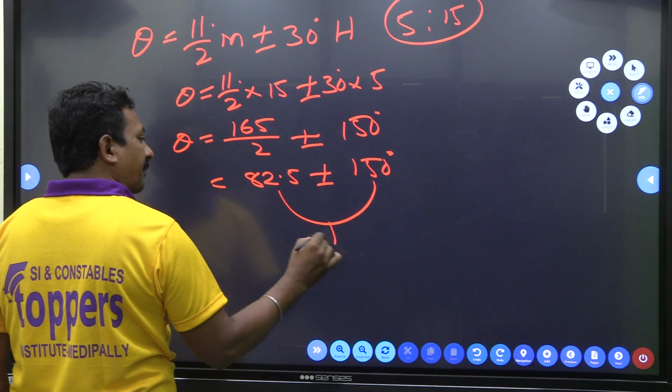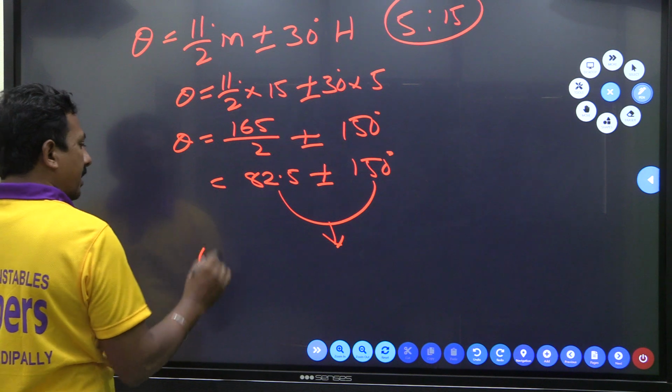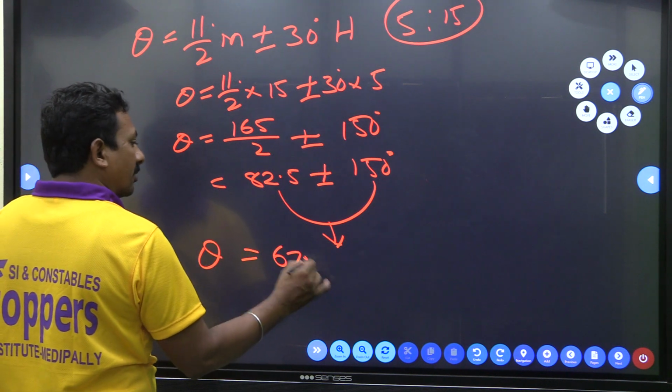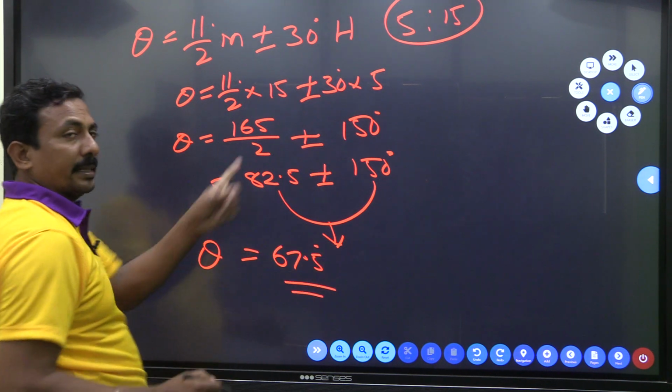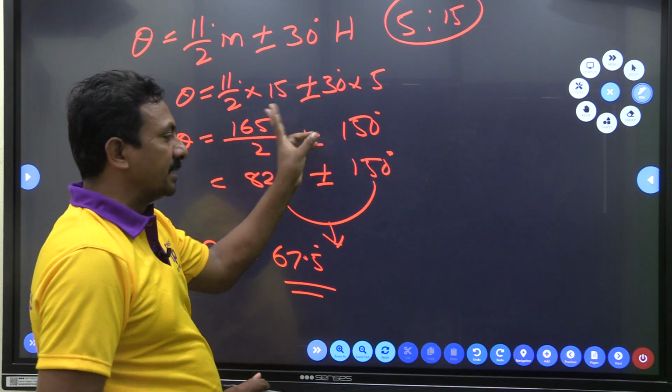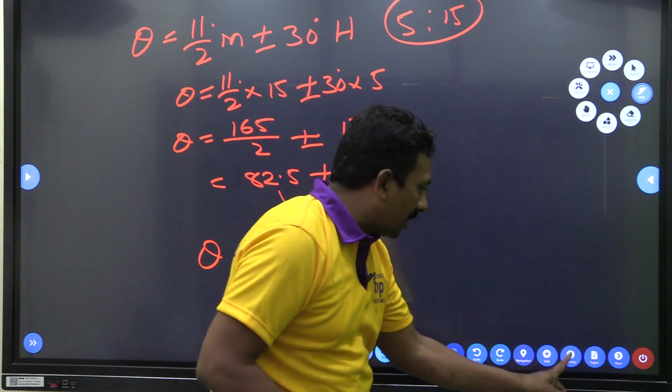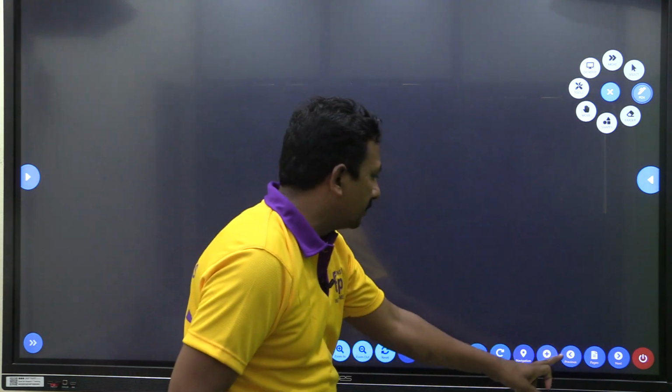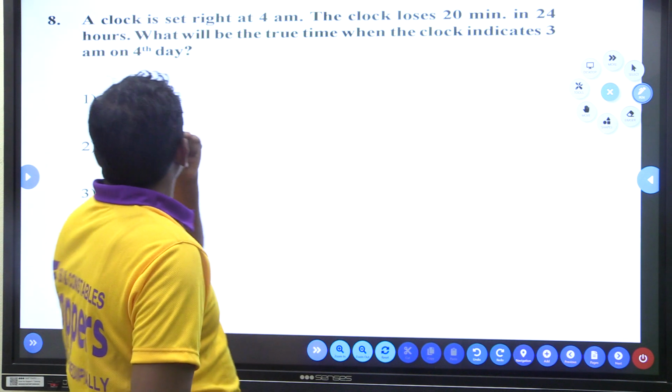Between the two hands, the smaller difference is theta equal to 67.5 degrees. This is the method to find the angle between the two hands of a clock.